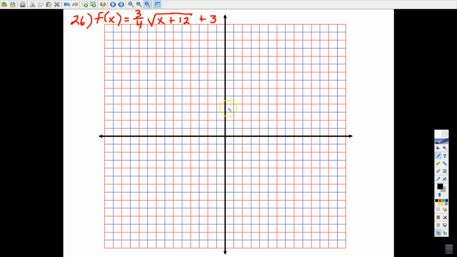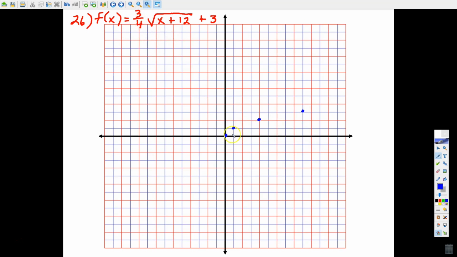And let's take a look at number 26. Now this is the translation of a parent, much like we talked about in class today. X has a coefficient of 1, so there's really three things I'm going to do to my parent points. Remember, we talked about the parent function. You can always use these points as a reference.